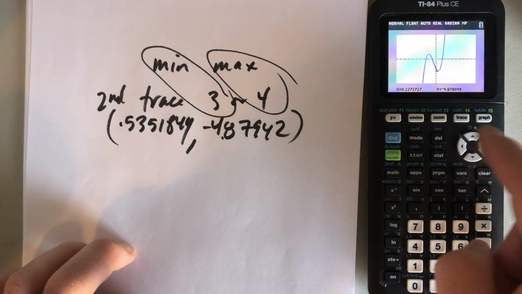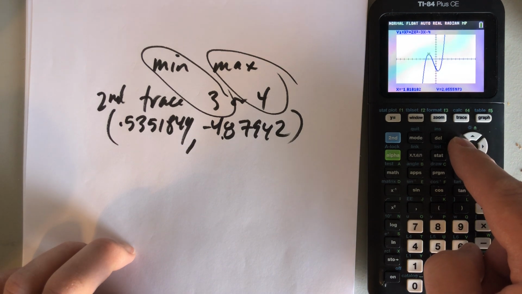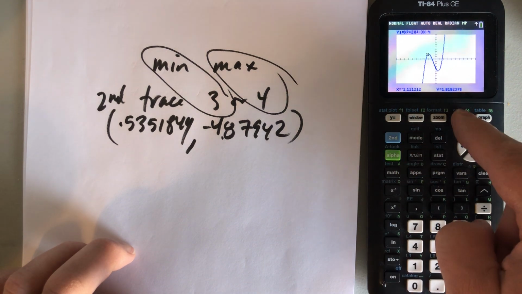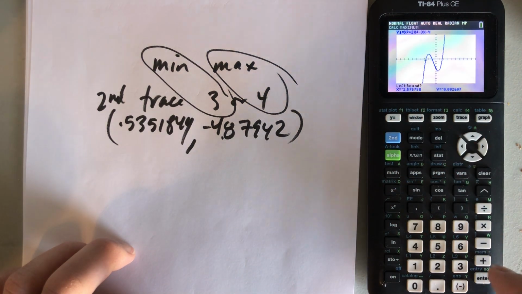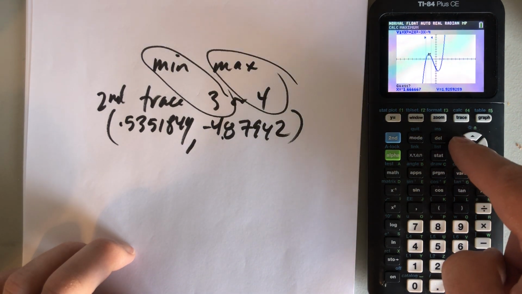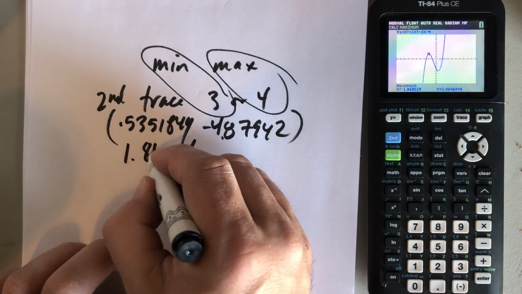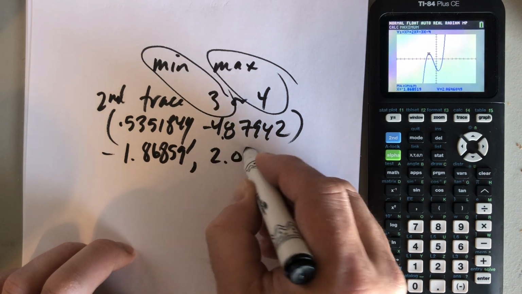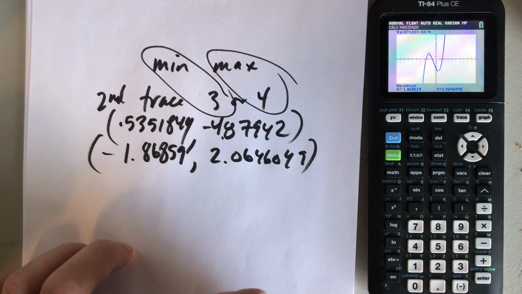How about this top point right here? So if I press, I don't know, is that one right there or somewhere over there, right? I don't know where it is. So let's press second trace maximum this time, 4, and I'm gonna go left a little bit, enter, right a little bit, enter, and I'm gonna guess right on the top, and there's my maximum at negative 1.86859, and then 2.0646049, and there's my max.